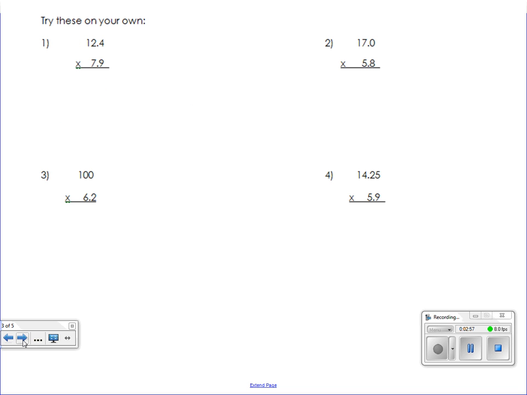All right, now I'm going to give you a few minutes, and I'd like for you to do 1 through 4 and see what you come up with. All right, go ahead and pause it if you aren't finished, and I will go ahead and go on with these.